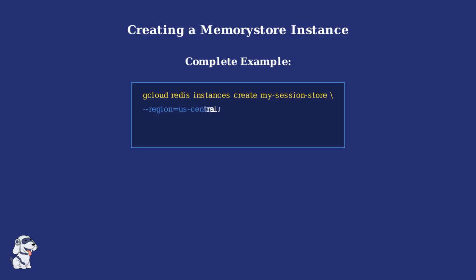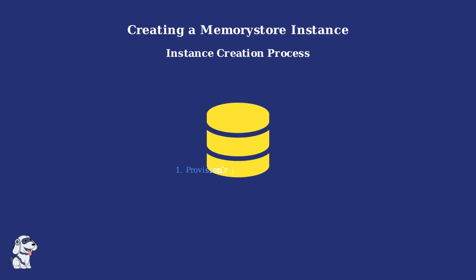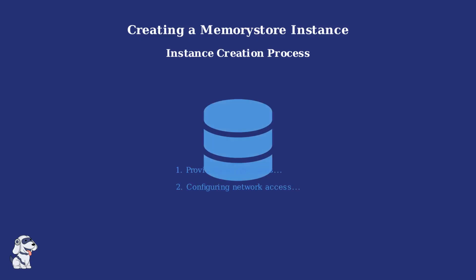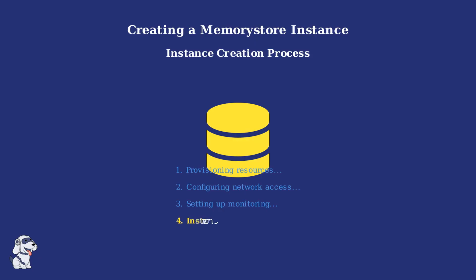Here's a complete example command that creates a Redis instance named MySessionStore in the us-central1 region with 1 GB of memory connected to the default VPC network. The creation process typically takes 2 to 5 minutes. During this time, Google Cloud provisions the Redis instance, configures networking, and sets up monitoring.